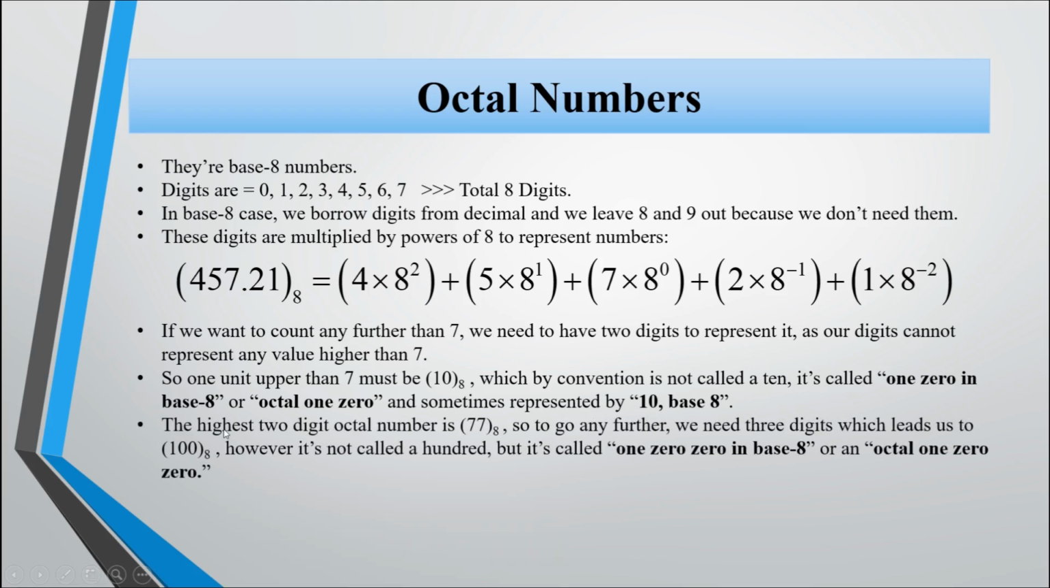The highest 2-digit octal number is 77 in base 8. So to go any further, we need 3 digits, which leads us to 100 in base 8. However, it's not called 100, it's called 100 in base 8, or an octal 100.